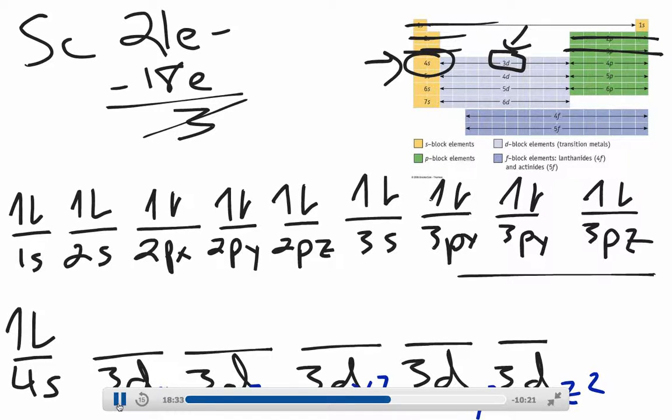Anyway, we have 1 more electron. Where does it go? Well, it has to go in one of these orbitals. It doesn't really matter which, but we do have to show that there are 5 available. So it has 1 electron in its d orbital.